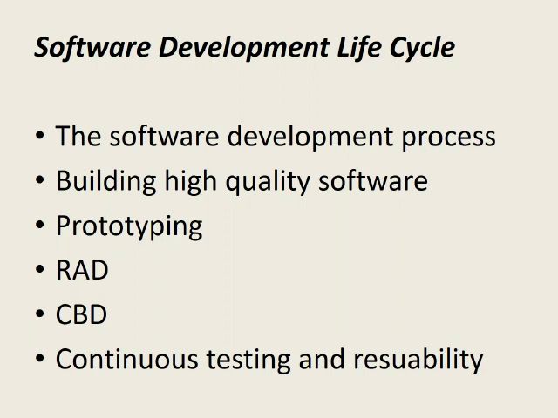The software development life cycle mainly covers four categories: RAD, CBD, building high quality software, and the software development process. And finally, continuous testing and reusability. In case the customer is unsatisfied, you can do the process again, doing the testing again and reusability of the life cycle.